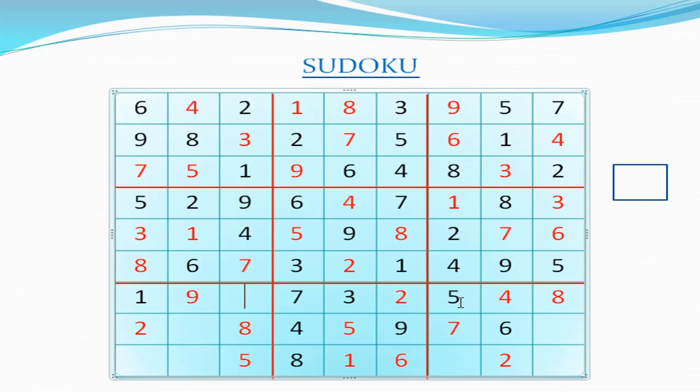Now just one tile left. 1, 2, 3, 4, 5, 6 is missing. So 6. Still check because we are humans. We may make mistakes. So it's better to check before you write. So 6. There's 6. No 6 here. No 6 here. In the block, no 6. Oh, no double 6. Just 6. Okay.